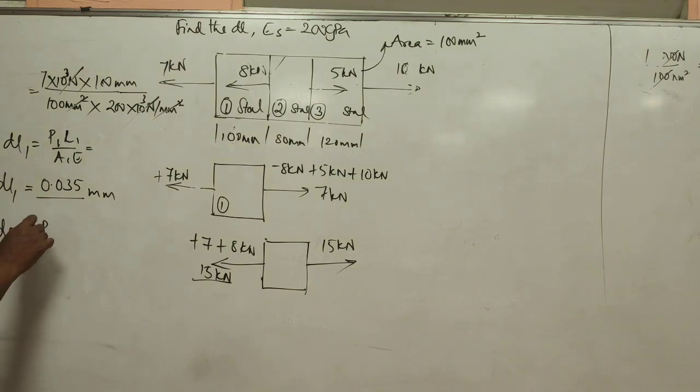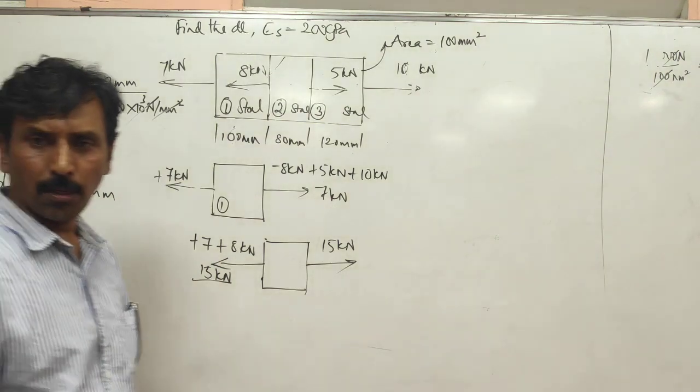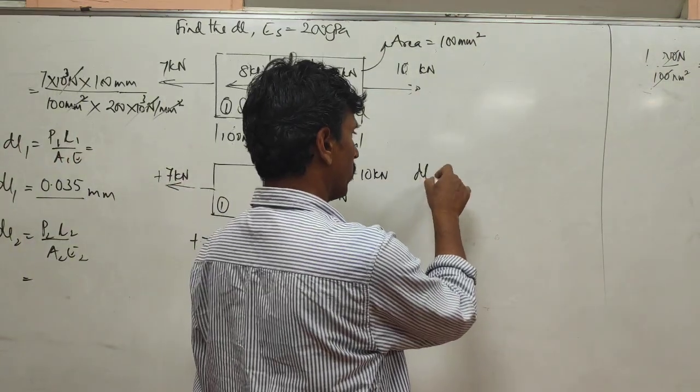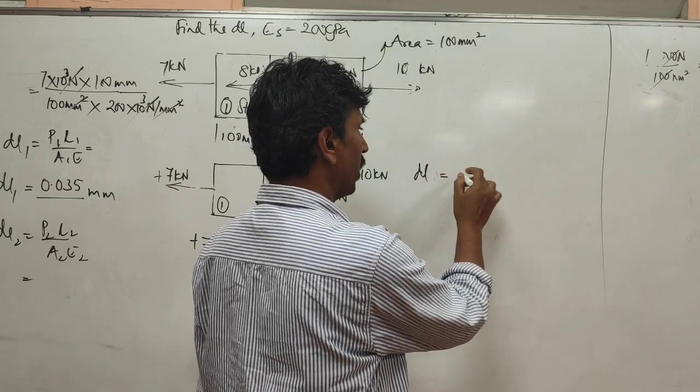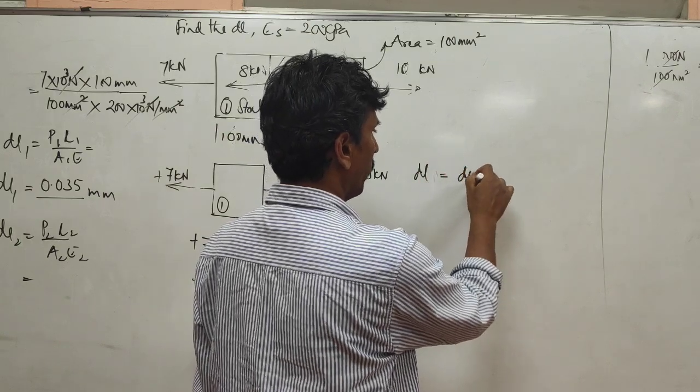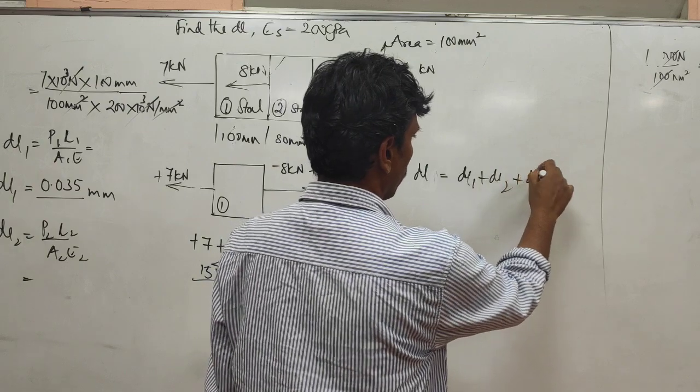dl2 is equal to, so p2 l2 a2 e2. No, not a big change. Okay, so it is always better. Sometimes some people do like this. Some people do like this. They call it DL, DL1 plus DL2 plus DL3.